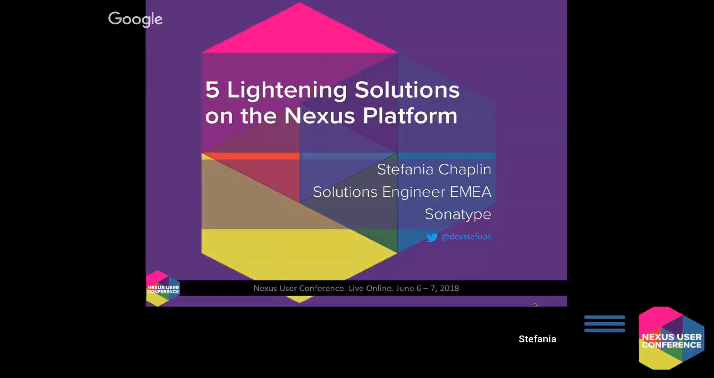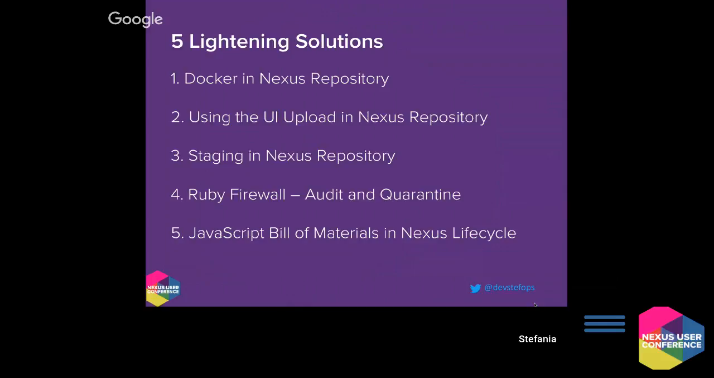In terms of my presentation, it's quite short. There's just one slide because my presentation is going to be about 95% live demo. So fingers crossed. First, I'm going to look at using Docker in the Nexus repository, both proxy and hosted. Then I'm going to do number 2 and 3 kind of in tandem. First, I'm going to use the UI upload in the Nexus repository and then demonstrate staging within the repository as well. And then I go on to using Ruby within our Nexus firewall product for both audit and quarantine. And finally, I'm going to look at a JavaScript bill of materials in the Nexus lifecycle.